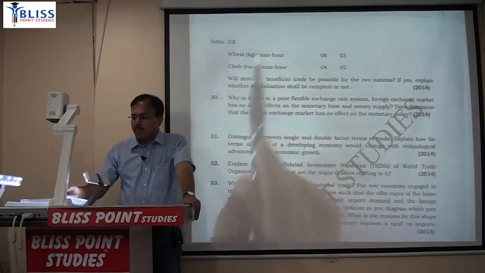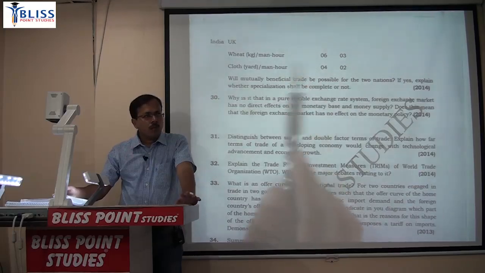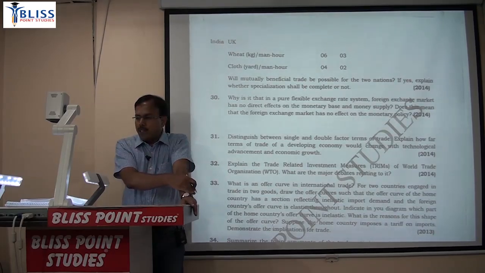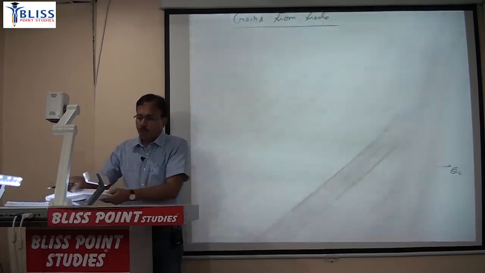If you ask for any value based question in the entire past, this is the only one where the values are given, but it is simple, though the values are given in a different way. So what will be the production possibility frontier here? I am writing the values down, note them in your register.